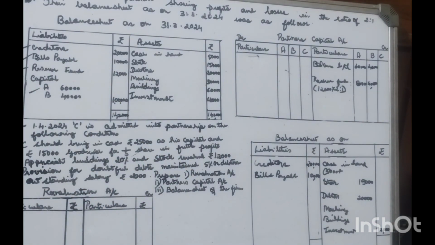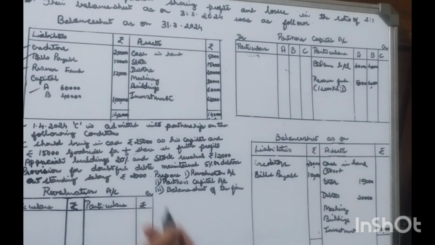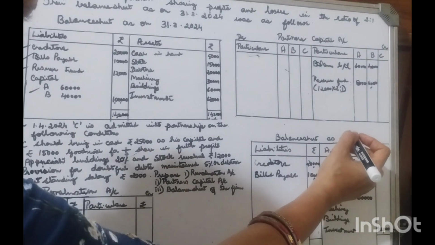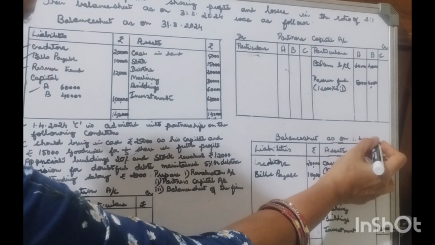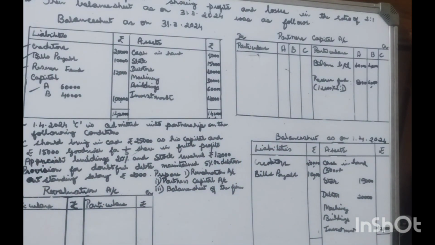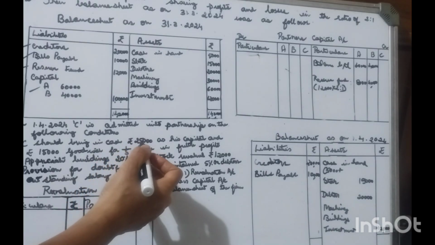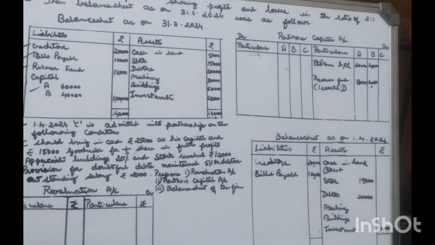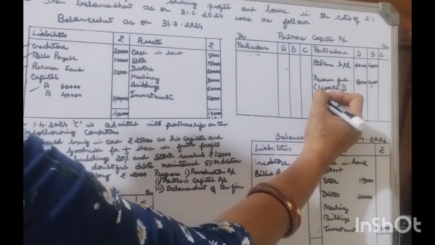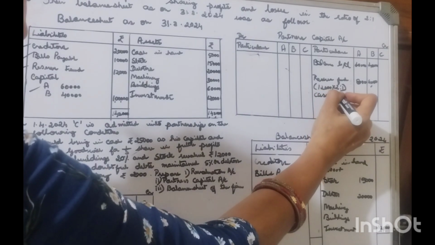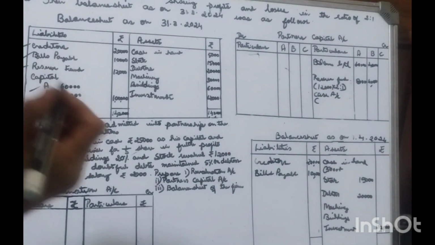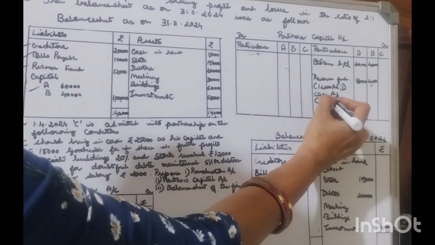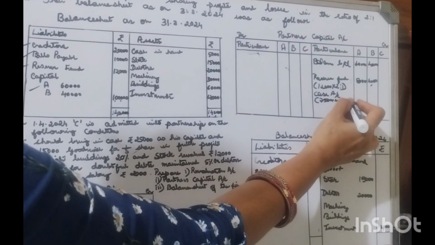Next, additional information is given. On 1/4/2024, C is a partner who has been admitted into the partnership business. So we are preparing a reconstituted balance sheet on the date of the new partner's admission. C should bring in cash 25,000 as capital and 15,000 towards goodwill. So C is the new partner who, as he has joined the partnership business, brings 25,000 as capital amount and 15,000 towards goodwill amount.